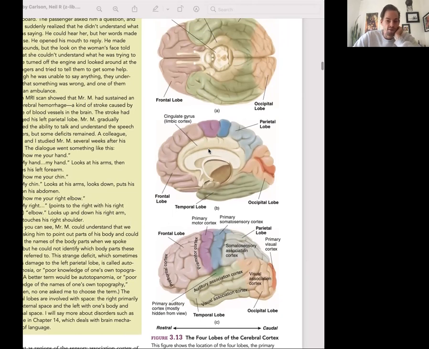It's involved in processing emotions and behavior regulation, which makes sense being limbic cortex, if you remember the functions of the limbic system that we talked about in our last video.